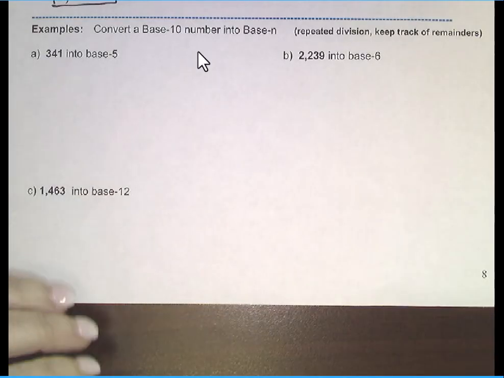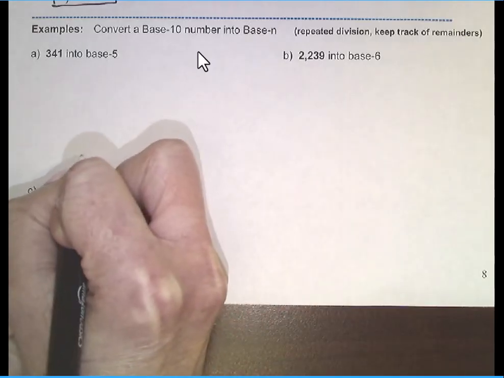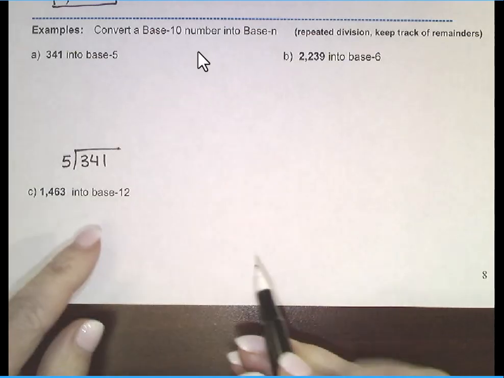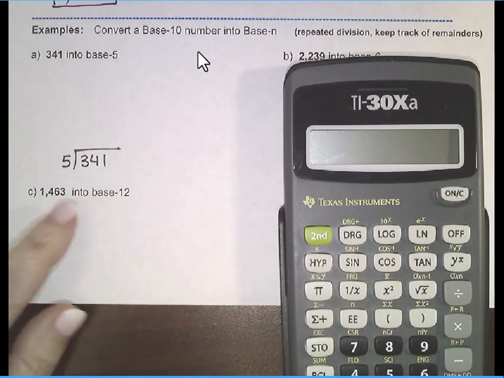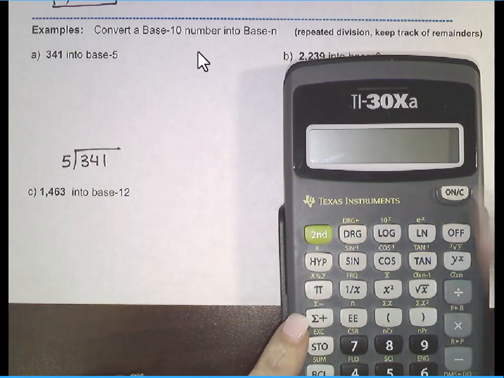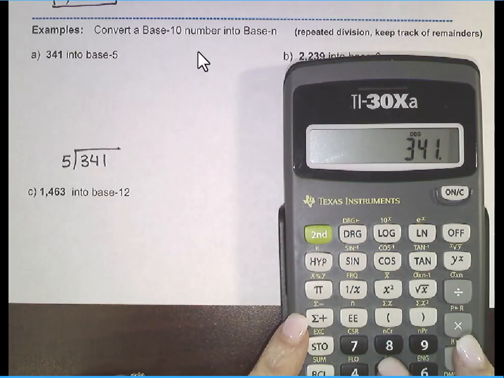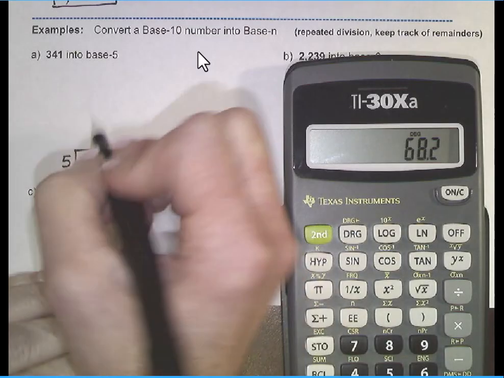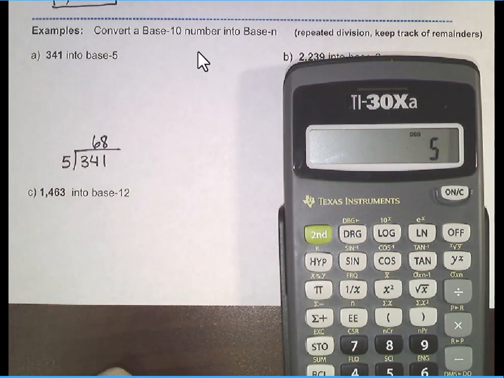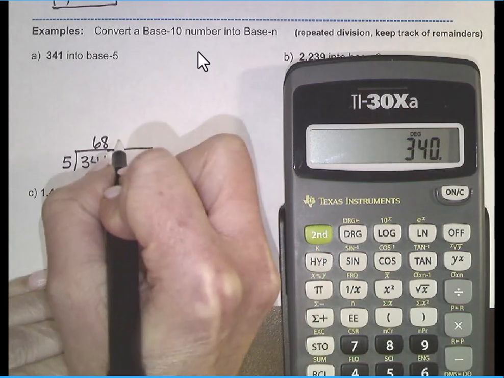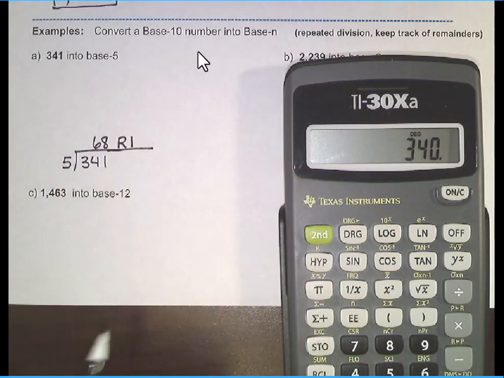Now I'm going to start down here towards the bottom. And I'm going to divide by 5. And I'm just going to keep track of my remainders. And you can just use any kind of little dinky calculator. It doesn't have to be anything fancy. So if we take 341 and we divide by 5, you get 68. And 68 times 5 is 340, and you can see there's a remainder of 1. So I'm going to write over here, remainder 1.